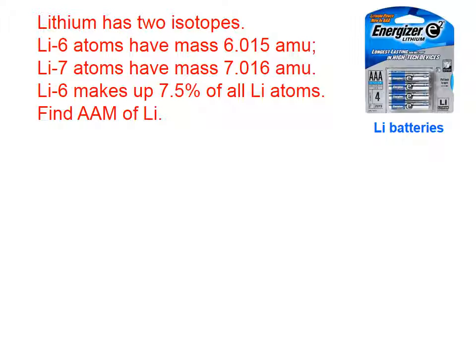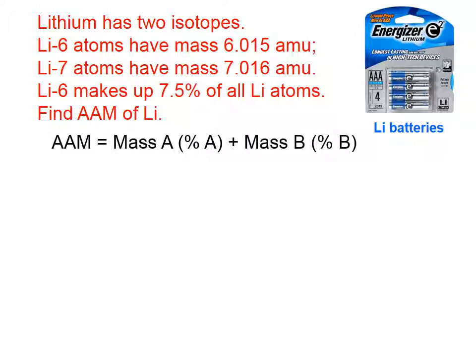Lithium has 2 isotopes. Lithium-6 atoms have mass 6.015 AMUs. Lithium-7 atoms have mass 7.016 AMUs. Lithium-6 makes up 7.5% of all lithium atoms. Find the average atomic mass of lithium. So here's our basic equation. We're looking for the average atomic mass on the left. Notice that because lithium has only 2 isotopes, we only have 2 terms on the right side of the equation: mass A times percent A, and then mass B times percent B.